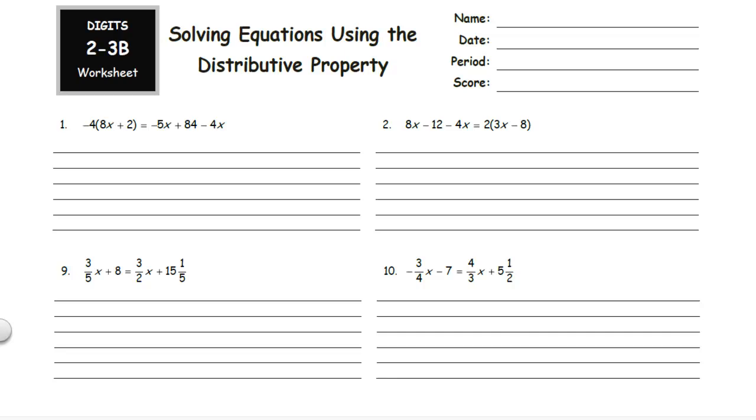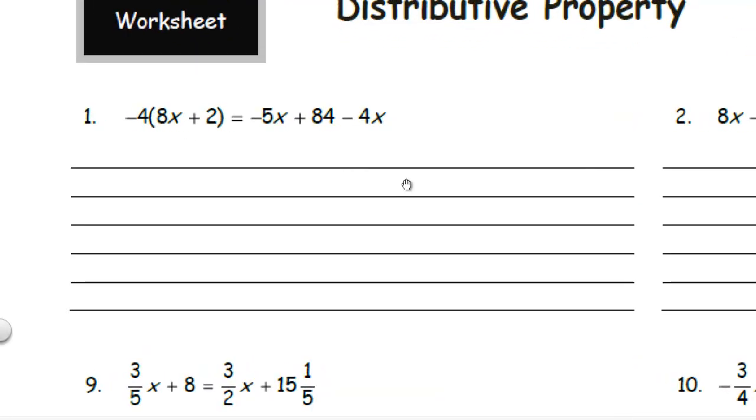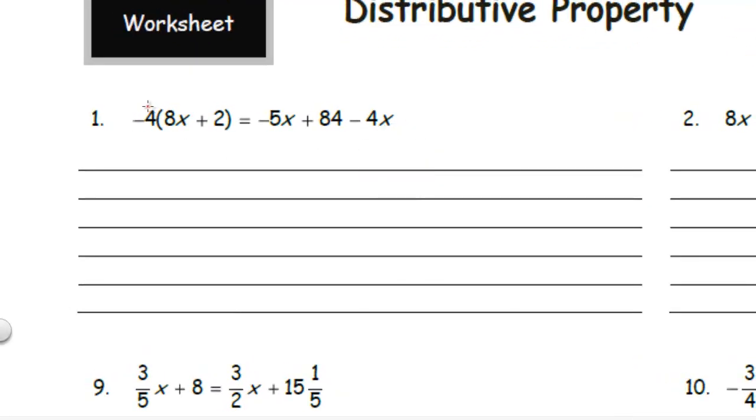So we'll go ahead and get started with problem number 1. I'll go ahead and zoom in so we can see things a little bit better. And the distributive property means that we take the number that's on the outside of the parentheses and we multiply it to the numbers on the inside of the parentheses. So this negative 4 has to go to the 8x, so that would be a negative 32x, and then a negative 4 has to times a positive 2, that will give me a negative 8.